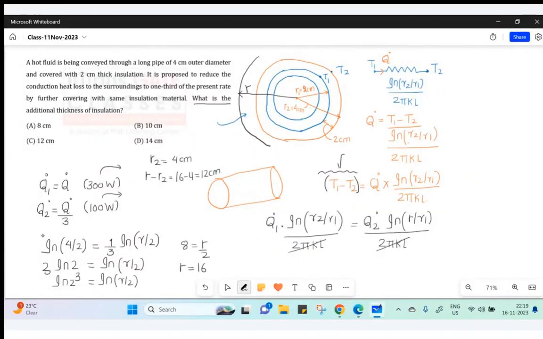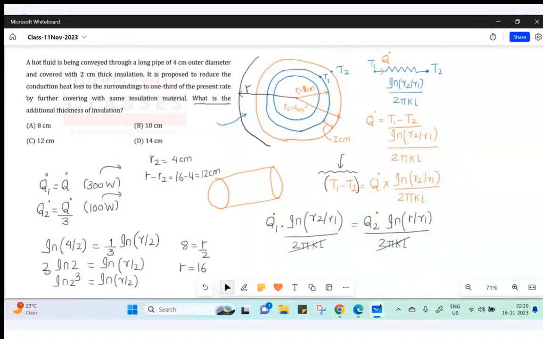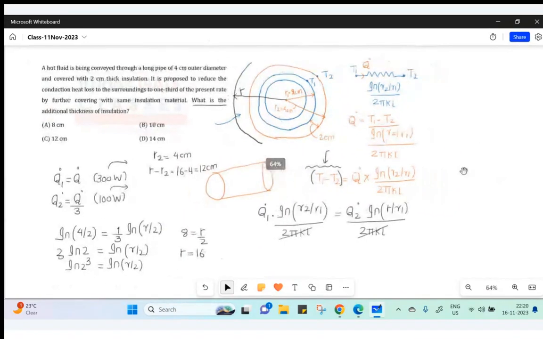Sir, why did you take T1 minus T2 as constant? Yeah, exactly. Because, sir, there will be resistance in the outer diameter also. Because you are adding more material, your outer resistance is also changing, right? Convection, right? Yes, sir. If you look at the complete picture, that's why you pointed out the right thing.